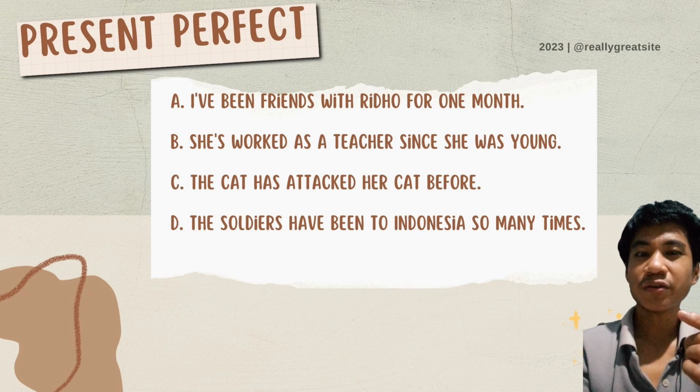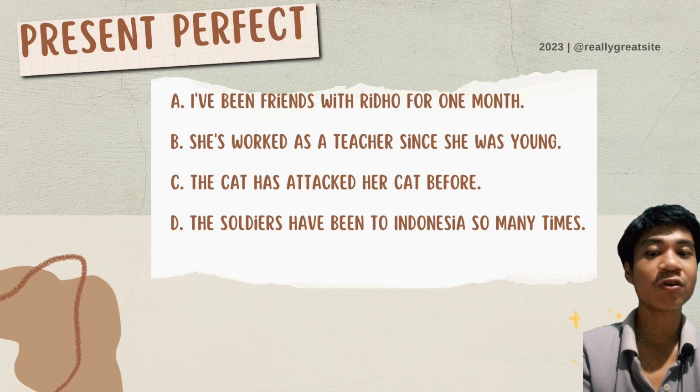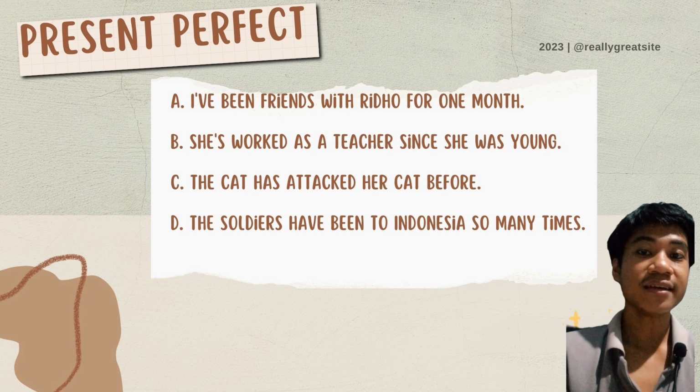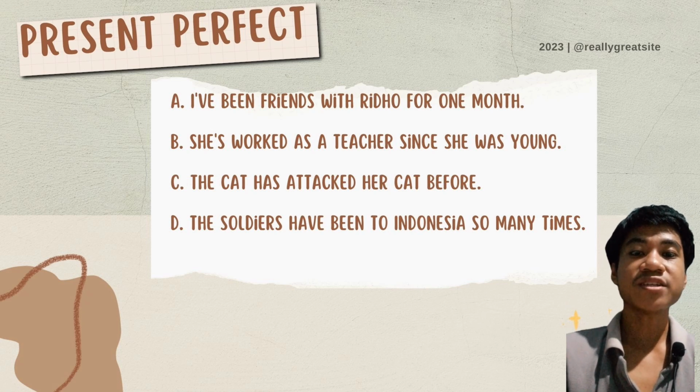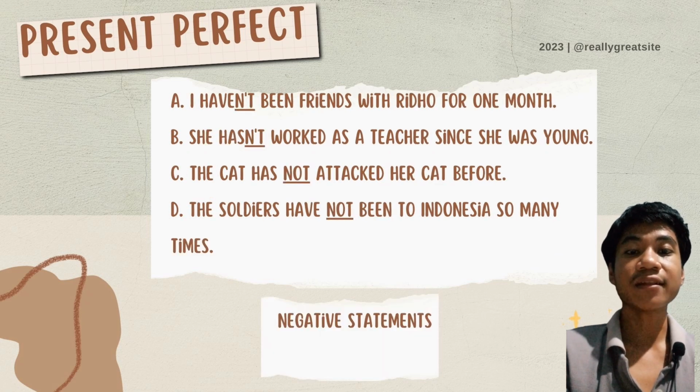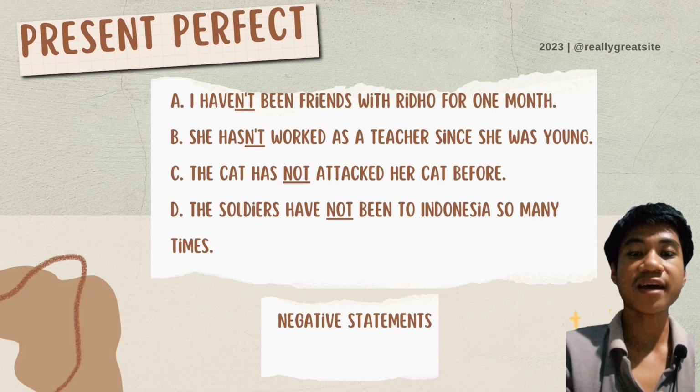You're probably wondering, why do we use has for the cat, meanwhile have for the soldiers? Because the cat is a singular noun, which means we have to use has. Meanwhile, the soldiers is considered plural, so we have to use have in this case. For negative statements, you can add not after have or has.